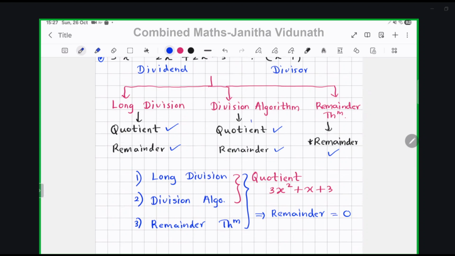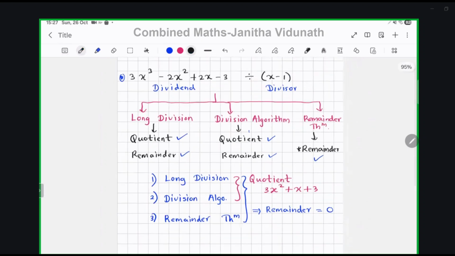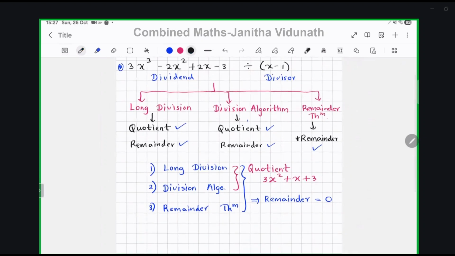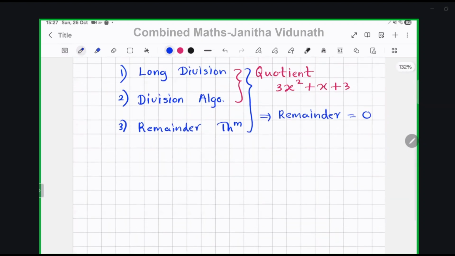Okay. Now I am going to teach another method. This is a shortcut method, but this cannot be used in your A-level exam. You can use this method to get the answer at once or to check your answers. Okay, this method is called synthetic division.